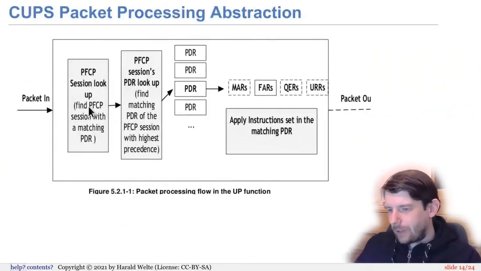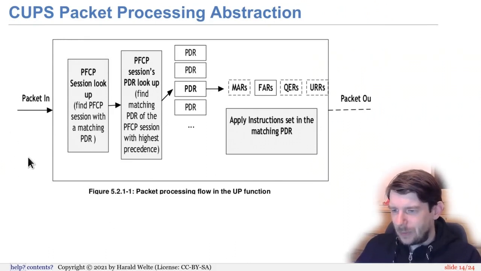The packet processing abstraction, as displayed in the CUPS specification, or even the PFCP one, I don't know which of the 2 specs it was, looks like this. It's actually not the best diagram from the specs. One should probably draw a better one. But in general, the idea is that in your user plane function, you have packets coming in and you have packets going out. By the way, the T is already cut off this diagram in the original 3GPP specification.